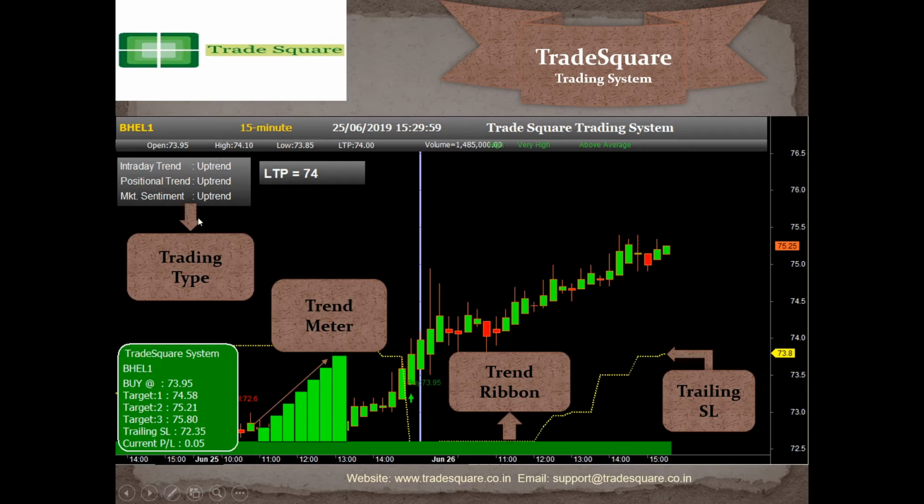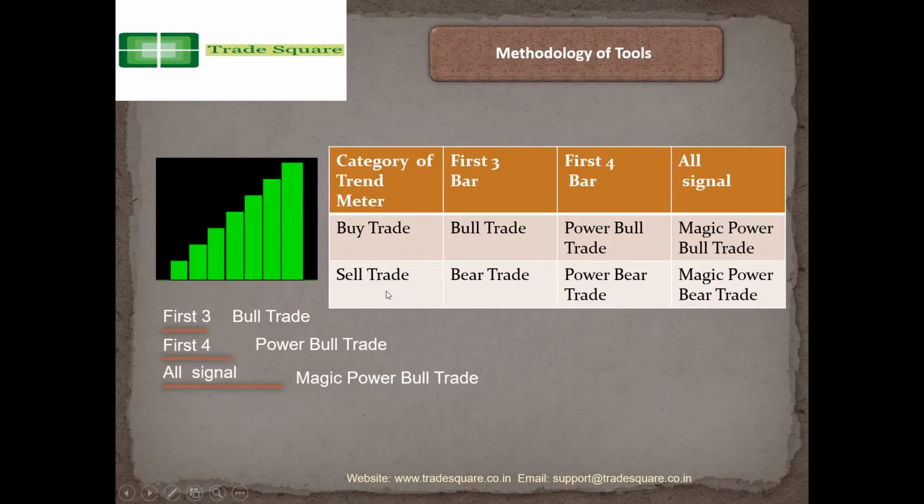The trading types depend on whether you are an intraday trader, positional trader, or market sentiment. There is an uptrend, downtrend, and sideways trend. There are volume commentaries written over here. These are all we're going to discuss in the next slides. So, trend meter. See, this bar is the trend meter.